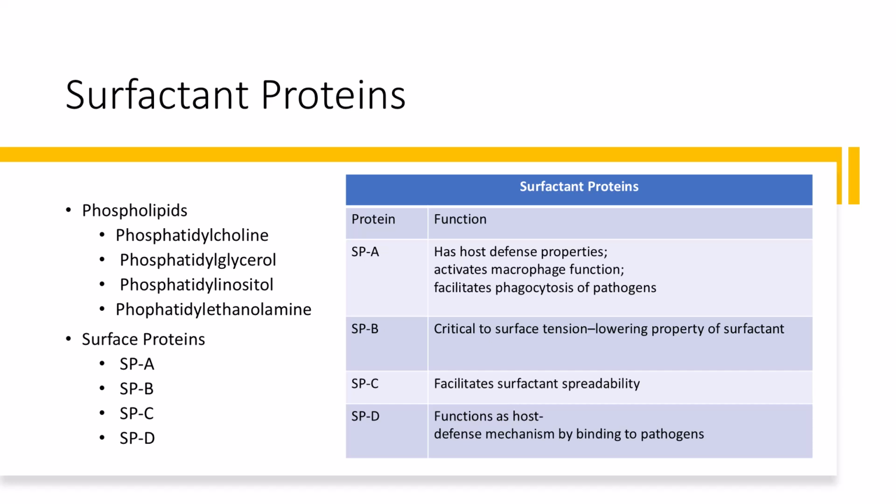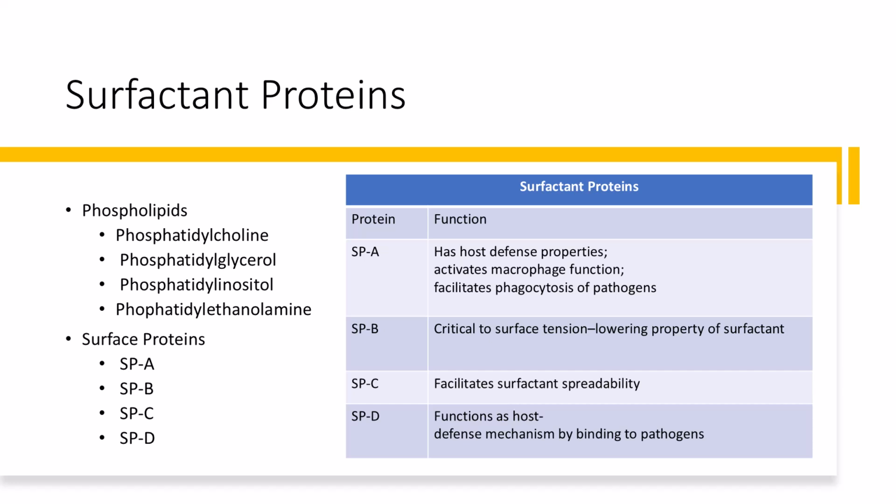Surfactant proteins are a critical component of pulmonary surfactant, which is produced by type II pneumocytes in the alveoli of the lungs. These proteins, along with lipids, make up the surfactant complex, which is essential for reducing surface tension and maintaining alveolar stability. Surfactant proteins are divided into two main categories: hydrophilic proteins, which are known as SPA and SPD, and hydrophobic proteins, known as SPB and SPC. Each of these proteins has a unique structure and function, contributing to the overall effectiveness of surfactant.